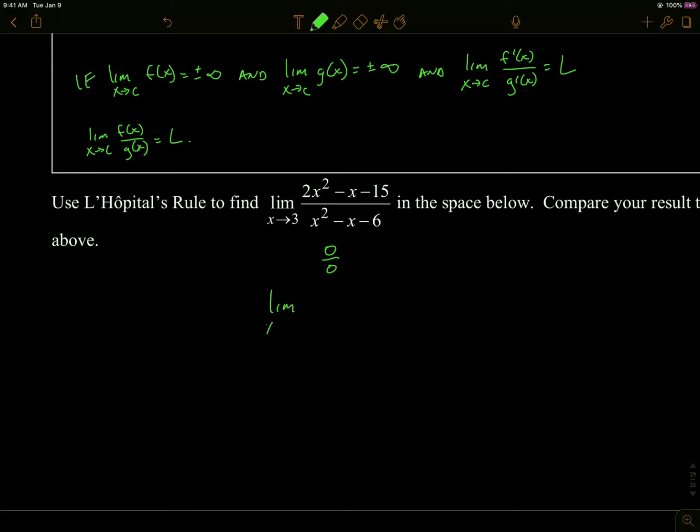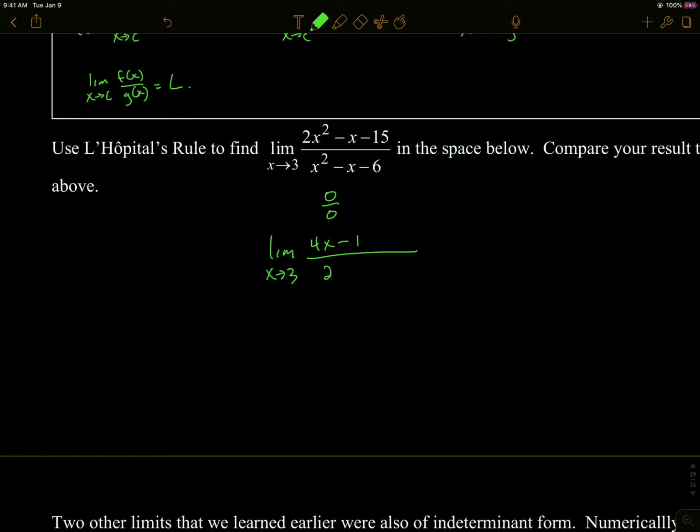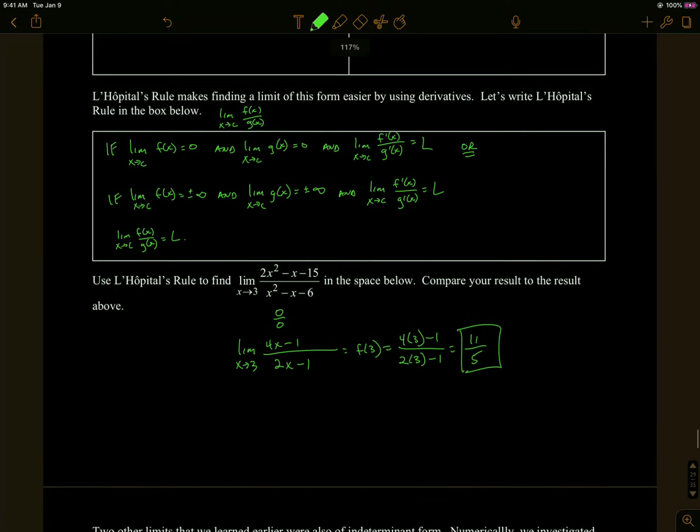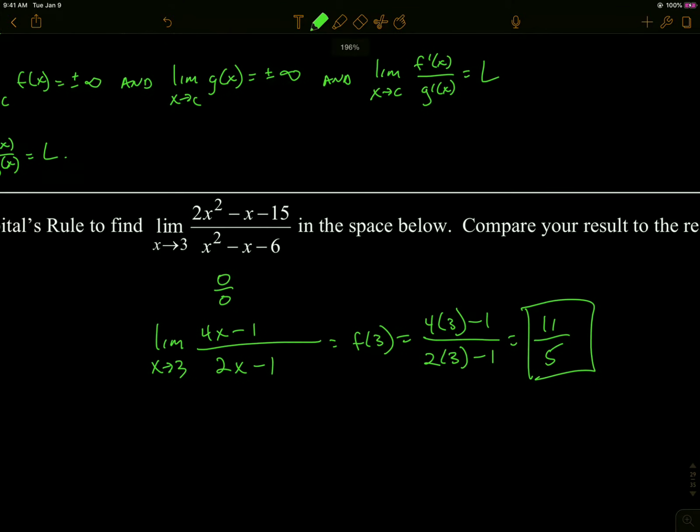So now what I can do, instead of doing all this algebra, a faster way sometimes is to take the derivative of the top, take the derivative of the bottom, and now try taking the limit of that by direct substitution. So if I plug a 3 into that now, I get 4 times 3 minus 1 over 2 times 3 minus 1 equals 11 over 5. That was the answer we got the other way. So you can see L'Hopital's rule is much quicker.